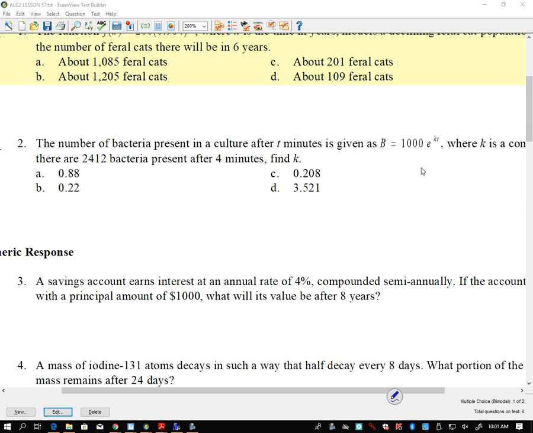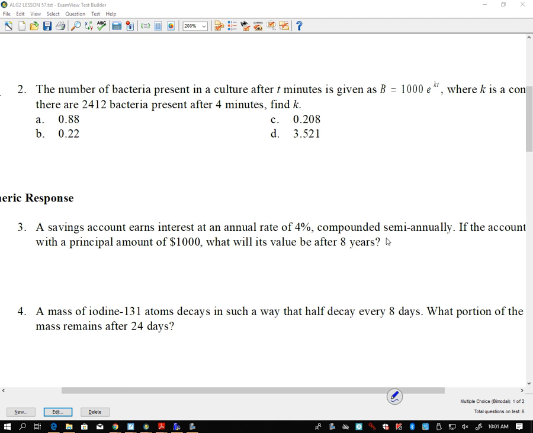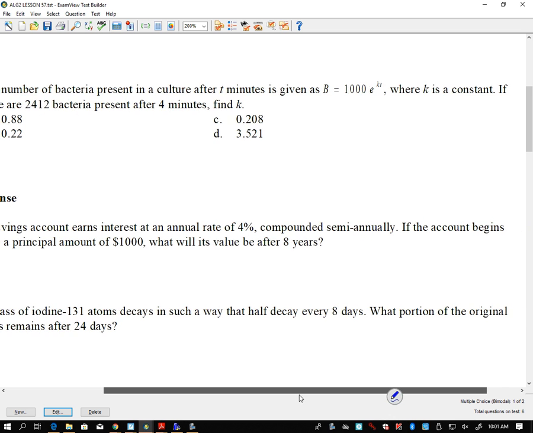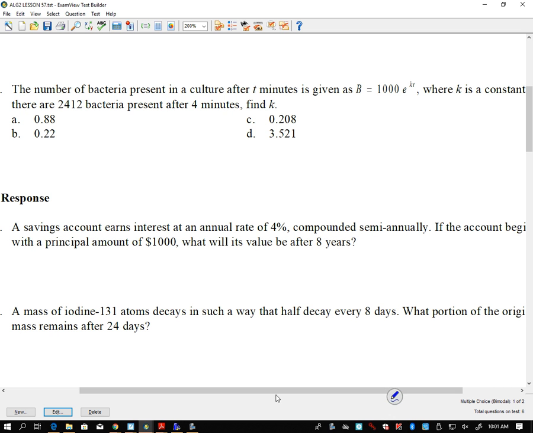Okay. All right, let's take another look at something. Now here we have e being used. Okay, but that's fine because we have an e function in our calculator. So the number of bacteria present in a culture after t minutes is given as a function: bacteria equals 1,000 times e to the k, which is a constant, times t, which is our time. If there are 2,412 bacteria present after 4 minutes, we want to find k, so we want to be able to solve for k.